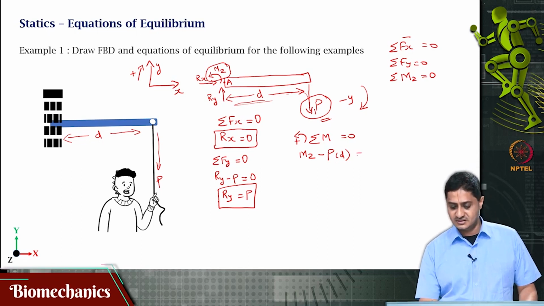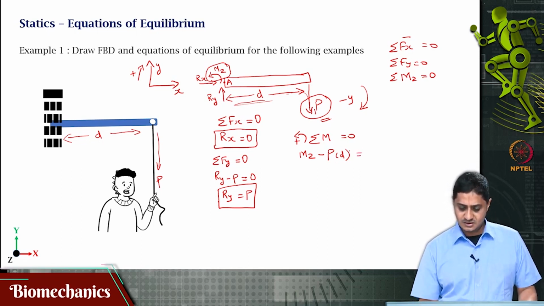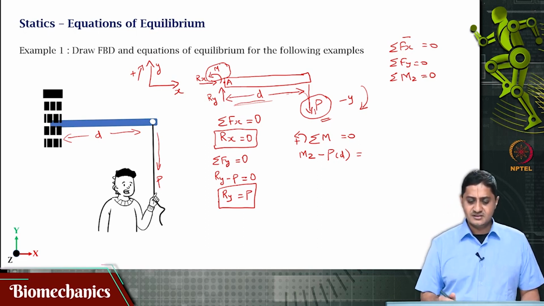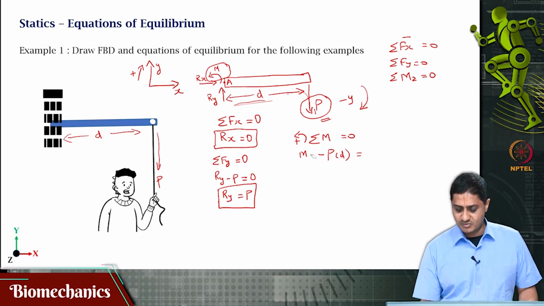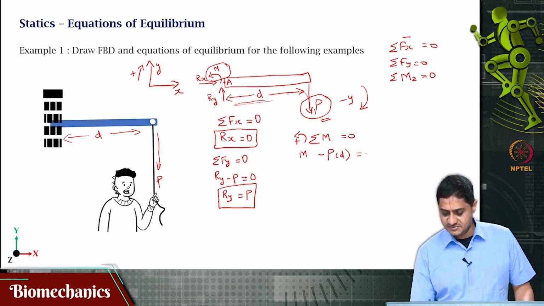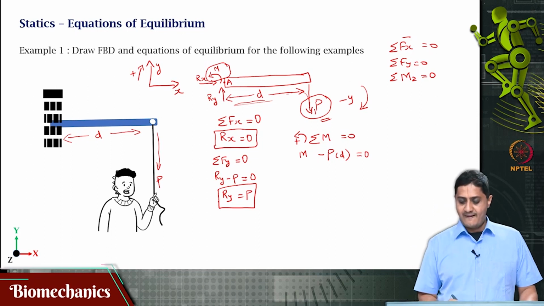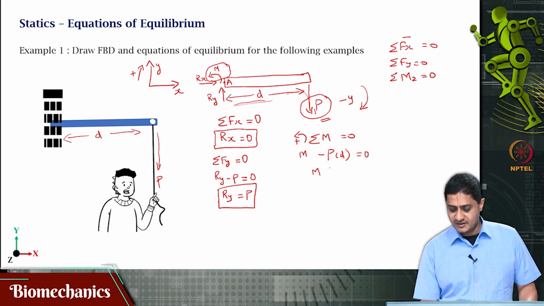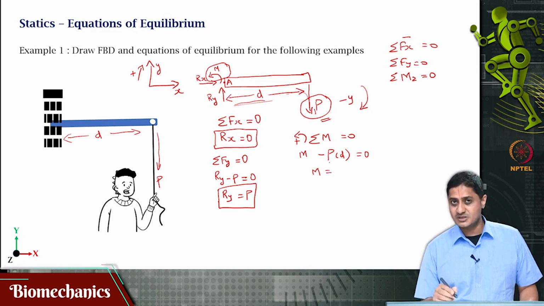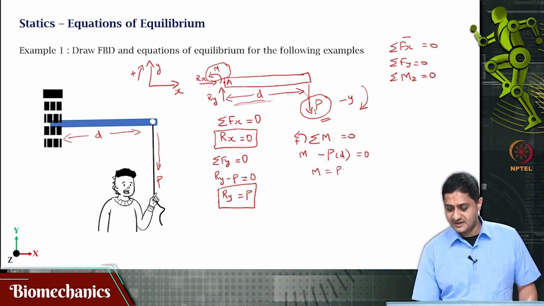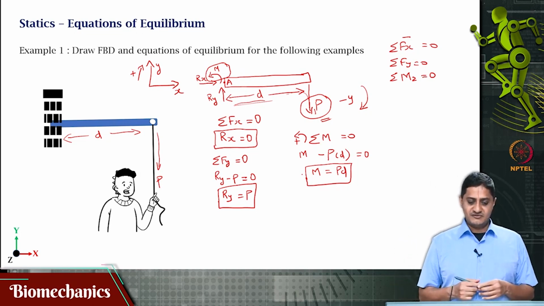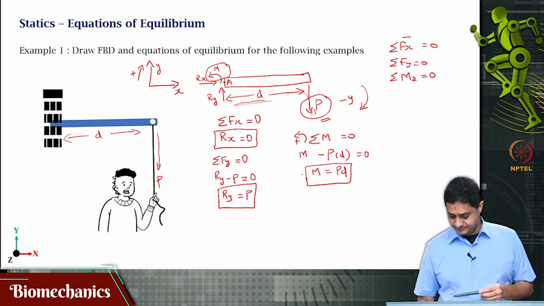and I am calling this as Mz. Actually this is the moment at that point. Okay. Moment Mz minus Pd is 0, or this means that because I know the distance and I know P, I can compute that reaction moment at A to be P times d. Okay. This is one simple example of the case of a free body diagram.